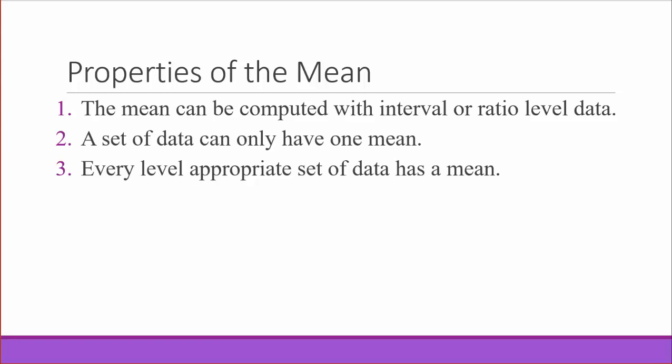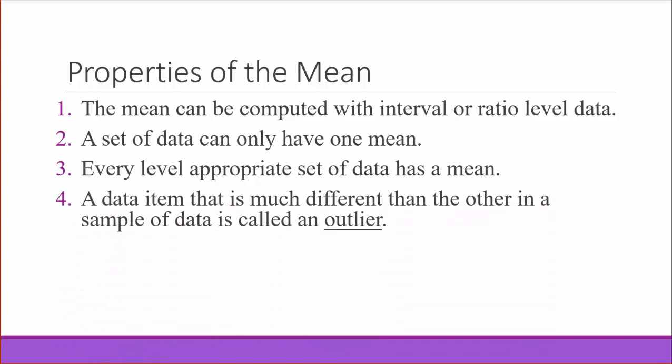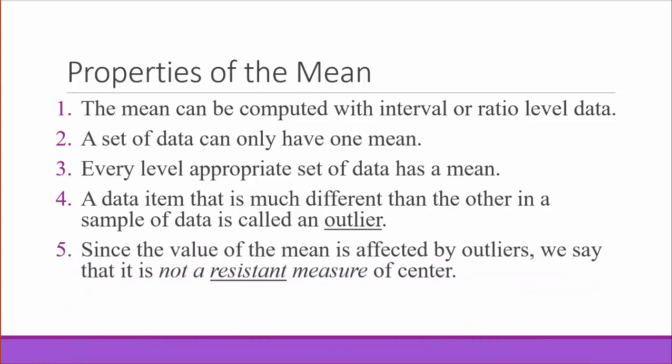Every level appropriate set of data has a mean. So in other words, if we're given any interval or ratio level data, we can always compute the mean for it and always get an answer. That's not true with all the measures of center that we'll see in a minute here. A data item that's much different than the other is called an outlier. And we talked about that before, and we identified them using dot plots, I think one of the ways was. Since the value of the mean can be affected by outliers, we say that it is not a resistant measure of center. It can be thrown off by these outliers.